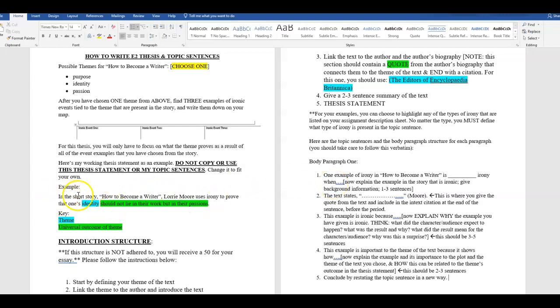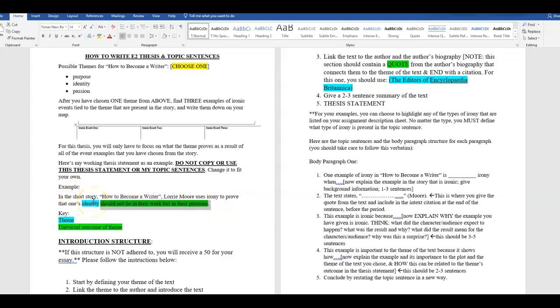Back to the thesis statement. In the short story, How to Become a Writer, Lori Moore uses irony to prove that one's identity, so there's the theme of the text. Here are three different themes that you could choose from up here. One's identity should not lie in their work, but in their passions. That's the universal outcome of the theme. The universal outcome is what everyone, not just the characters in the text, not just the author, but everyone in the universe, would expect this outcome of this theme to be.